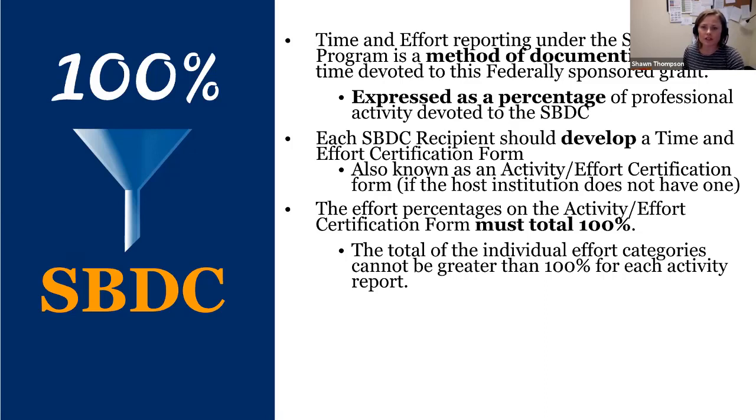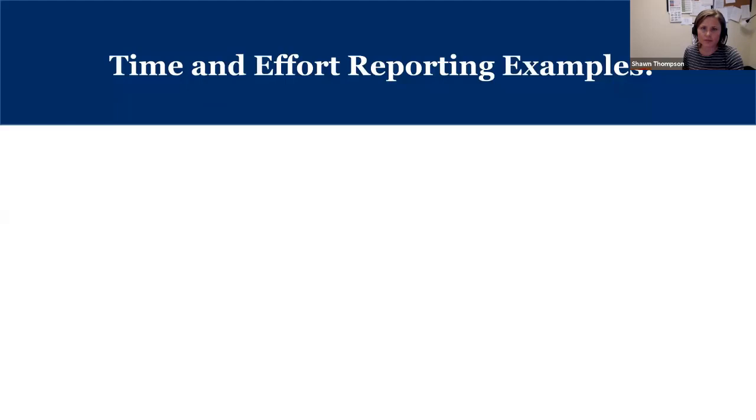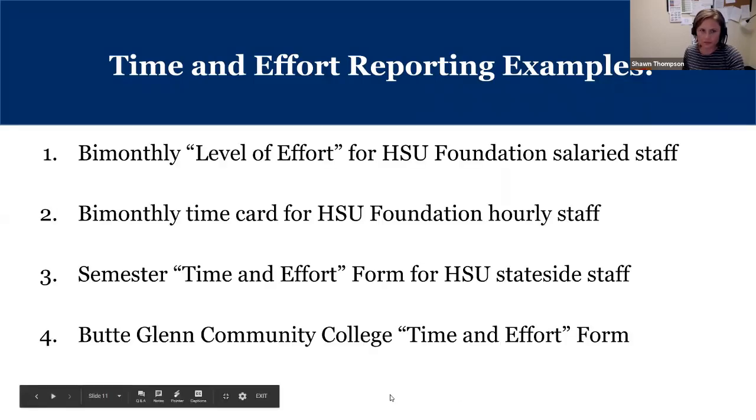The effort percentages on the activity effort certification form must equal 100%. The total of the individual effort categories cannot be greater than 100% for each activity report. We're going to look at some examples. So I'm going to switch and exit this. I'm hoping that everyone can see the effort certification form for HSU.